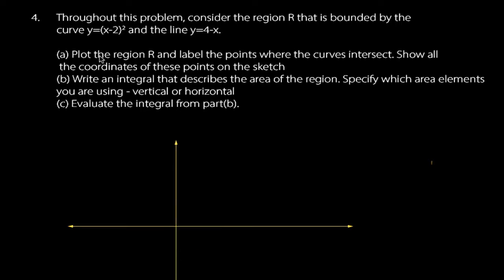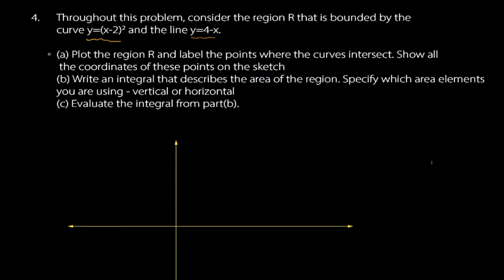Okay, this is a very nice problem. It says that throughout this problem, consider the region R that is bounded by the curve y equals (x minus 2) all squared and the line y equals 4 minus x. So the region which we are taking into consideration is the region bounded by this curve and this line.